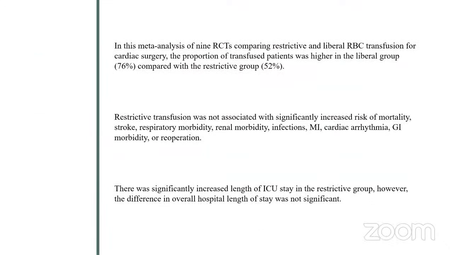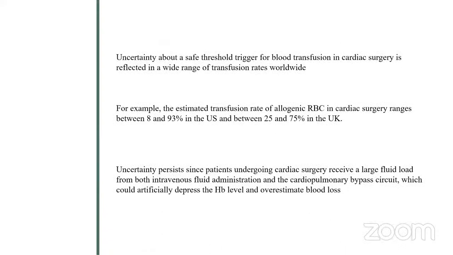So in this meta-analysis of 9 RCTs comparing restrictive and liberal RBC transfusion for cardiac surgery, the proportion of transfused patients was higher in the liberal group compared to the restrictive group. The restrictive transfusion was not associated with any significant increase in mortality or morbidity, and there was a significantly increased length of stay in the restrictive group. However, the difference in the overall hospital length of stay was not significant.